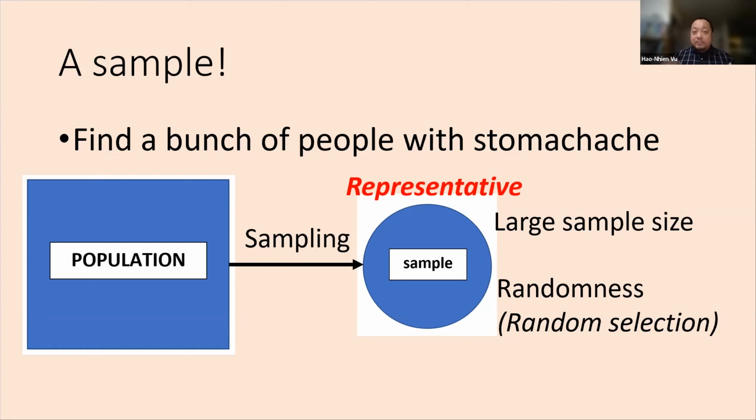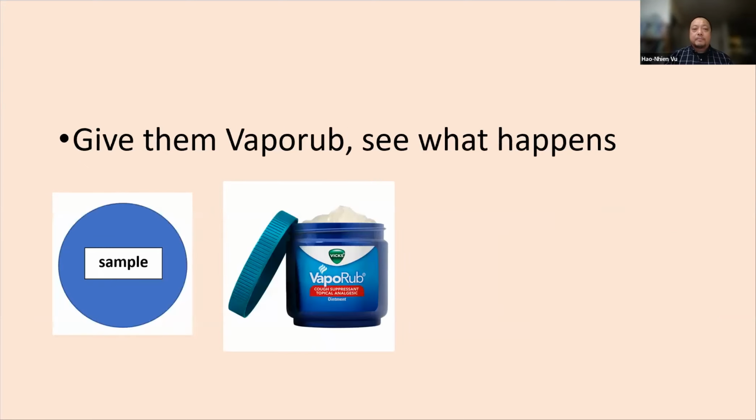When you have randomness in selecting out your sample, that's called random selection. You want random selection. Right, so you have our sample. We have a bunch of people with stomachache. We're going to give them vapor up and see what happens.